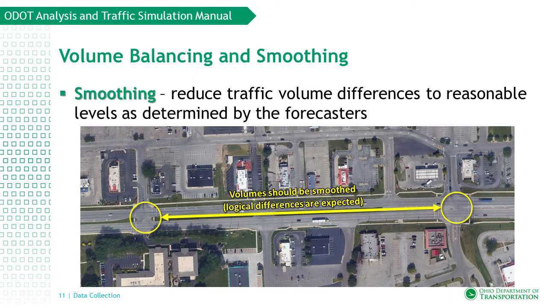For example, a difference of 500 vehicles in the morning peak hour between intersections when a fast food restaurant is the only driveway is not logical. However, a difference of 300 vehicles with a large office park between the intersections may be logical.